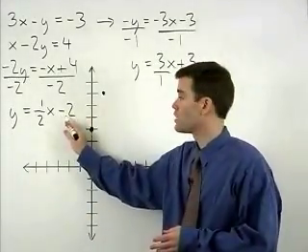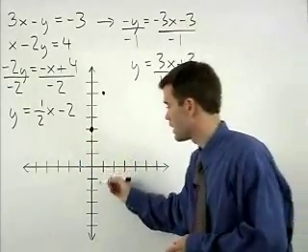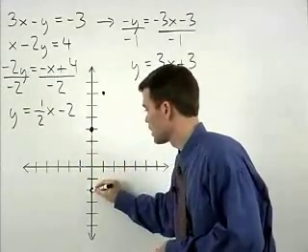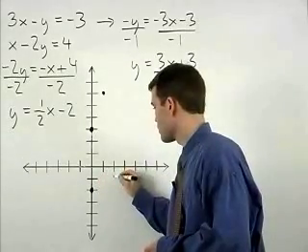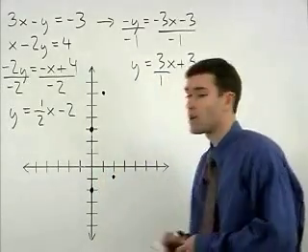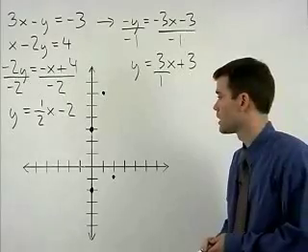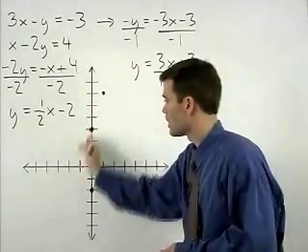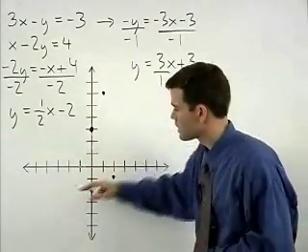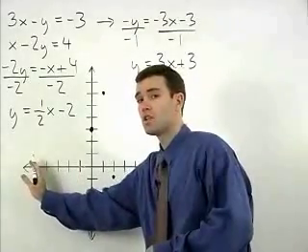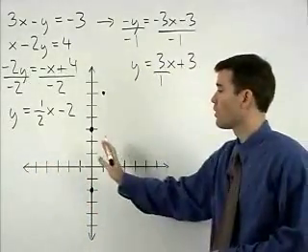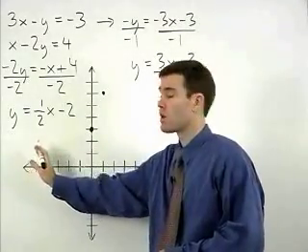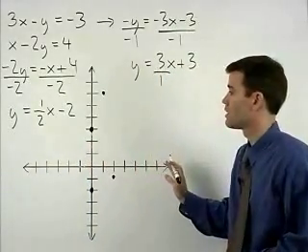For our second equation, the y-intercept is negative 2, and our slope is 1/2, so we go up 1 and to the right 2 to plot a second point. Notice that our two lines are going to intersect somewhere to the left of the y-axis. So we need points to the left of the y-axis instead of the right.